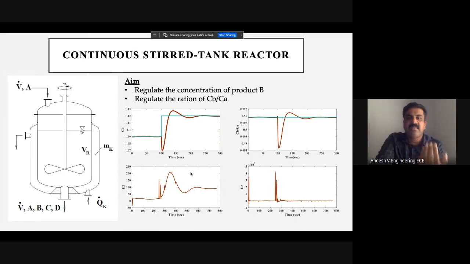Then, coming to something a little more advanced, maybe you have heard about the continuous stirred tank reactor. It is known as CSTR. It's a mixing process where we are giving certain input to the process.